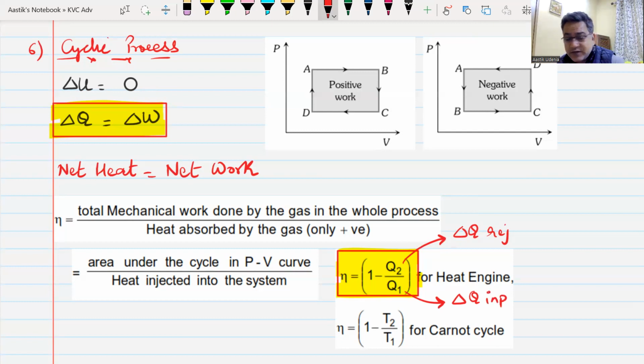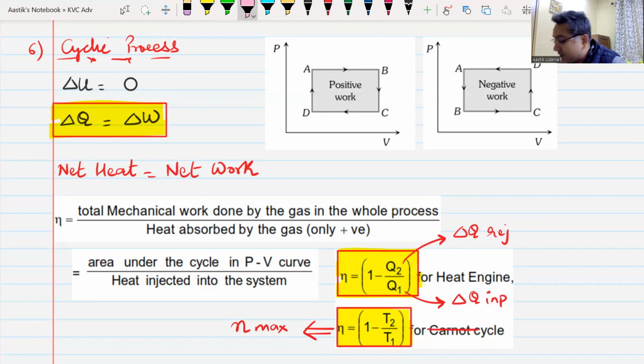Now for any given heat engine, you have got a cycle which is known as the Carnot cycle. This Carnot engine or Carnot cycle is an ideal cycle, which we will see. It gives the maximum possible efficiency of a heat engine working between two temperatures. So eta equals 1 minus T2 by T1 is the maximum possible efficiency for a heat engine, and that is only possible for a Carnot engine. This Carnot cycle is a theoretical cycle that does not exist.